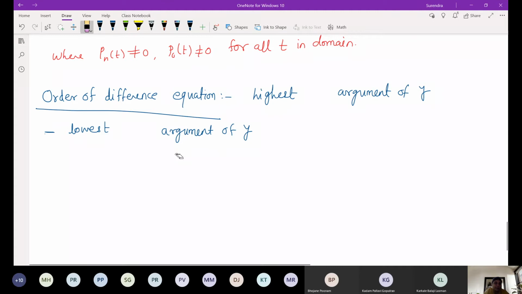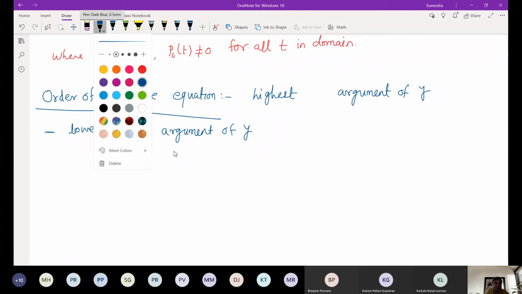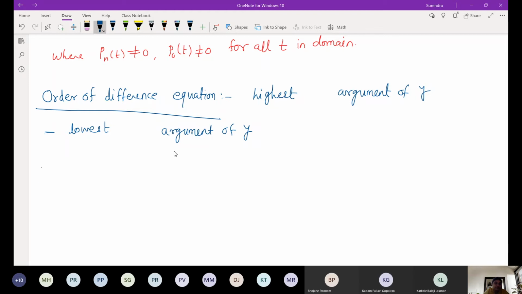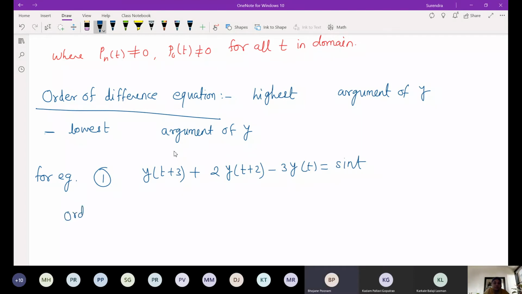For example, if my y at t plus 3 plus 2 times y at t plus 2 minus 3 times yt is equal to, say, some sin t, then what is the order of this? Order of difference equation is nothing but t plus 3 minus t. So it is 3.